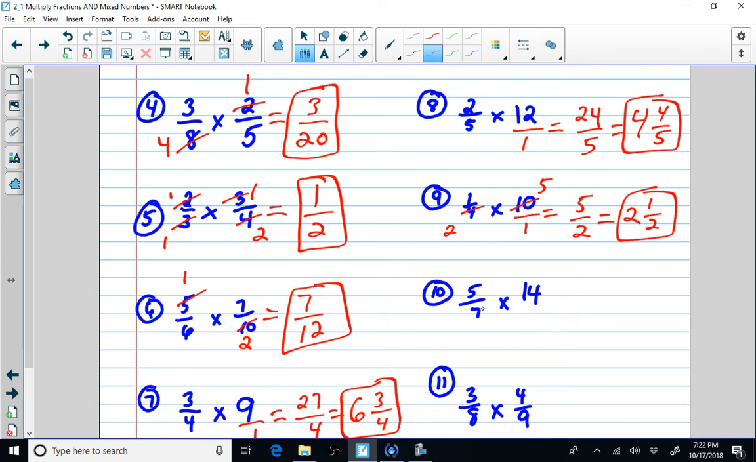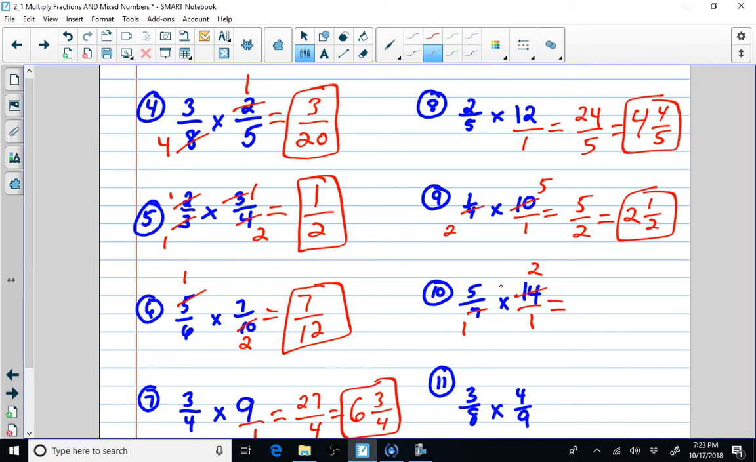Our next example, 5/7 times 14. I'm going to put that 14, the whole number, over 1. I look to see if I can divide out, right? And I can divide out 7 and 14 because they have a common factor of 7. So I divide 7 by 7, which is 1. 14 by 7, which is 2.